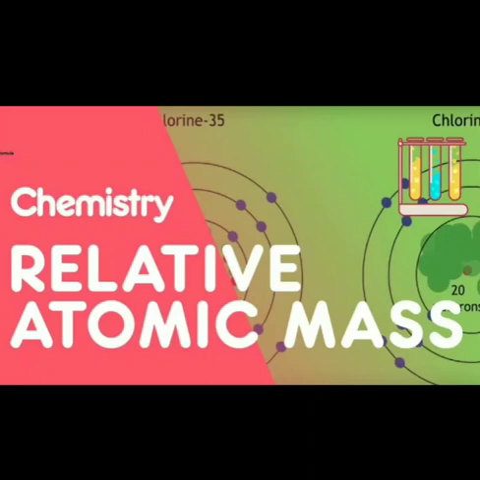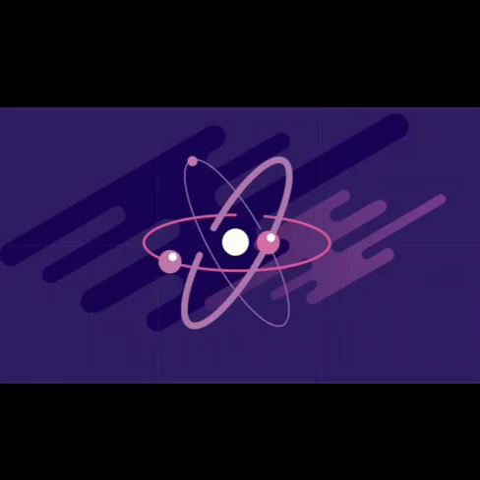As we know, atoms are extremely small and very light, so we cannot weigh them directly or find the mass of an atom directly. See here the structure of an atom, consisting of electron, proton and neutron. But it is very small and light, so we cannot find the mass of an atom directly.